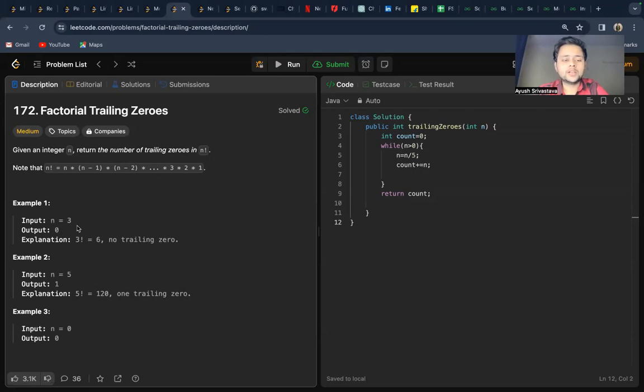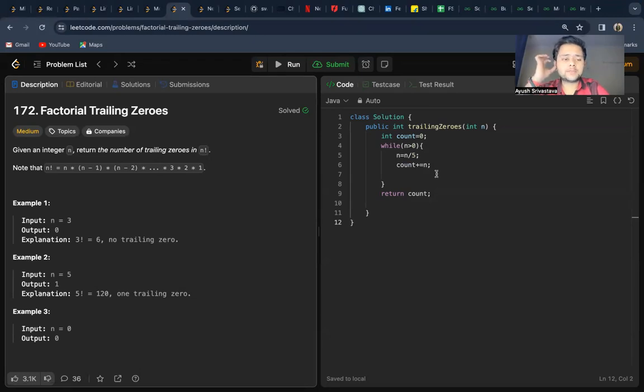Like in this case, 3. When I'm calculating the factorial, it is 6. There are no zeros. But when it's 5, the 5 factorial is 120, then there is 1 zero at the end. So I have to find how many zeros will be at the end of the factorial of that number. For solving this problem, there is a very simple approach.